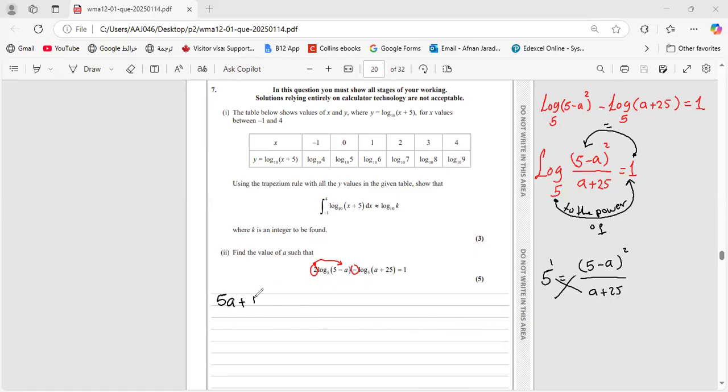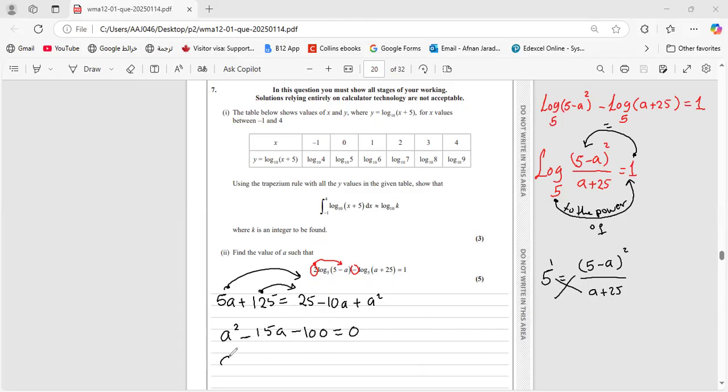You can make a cross product and expand this one like this. It will be 5A plus 5 multiplied by 25, which is 125, equals 5 minus A square, which equals 25 minus 10A plus A square. Okay, the first term square, first term times second term times 2, and the last term square. Take 125, add 5A to this side. It will be A square minus 15A, and to take this one to this side will be negative, so minus 100 equals 0.